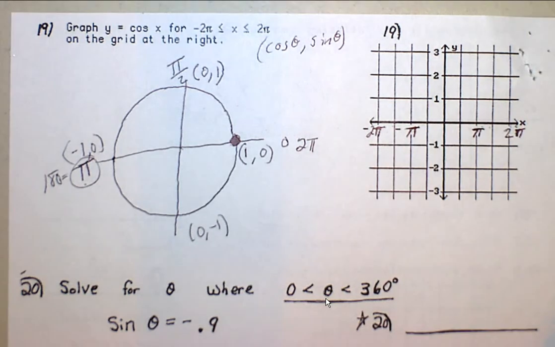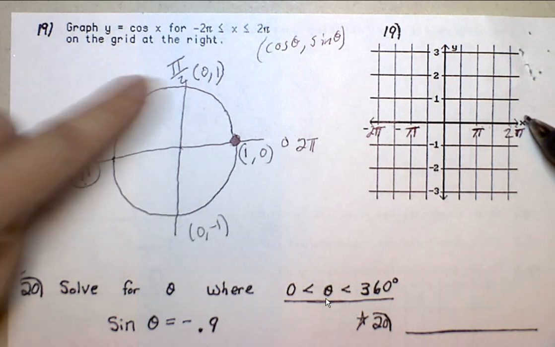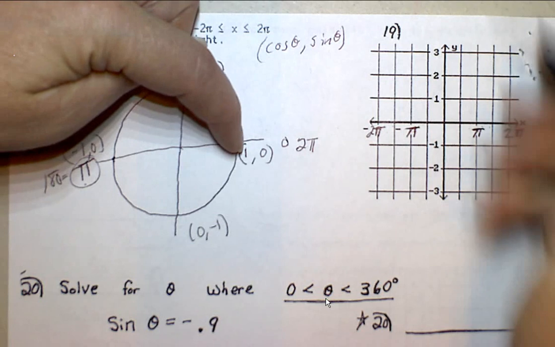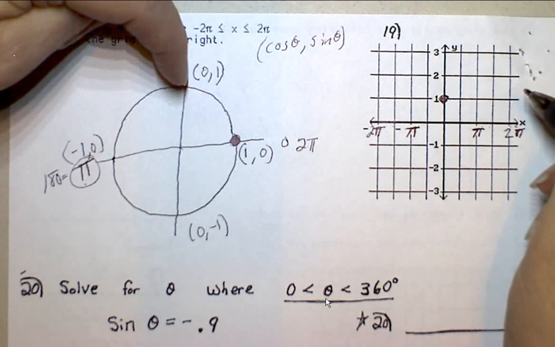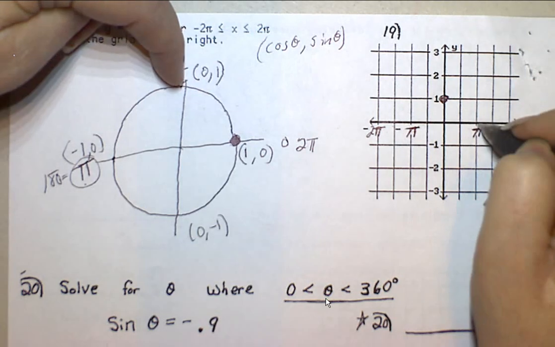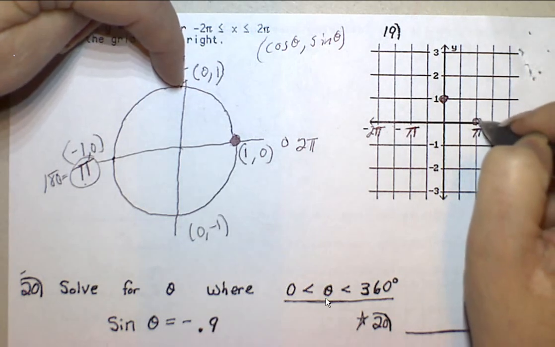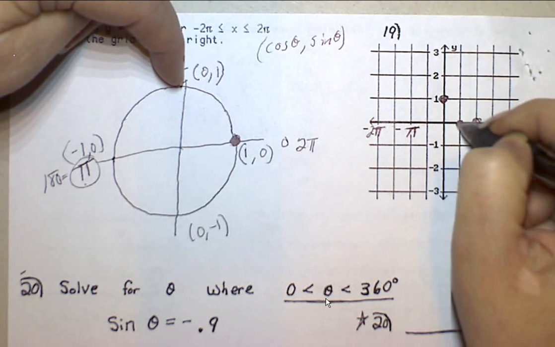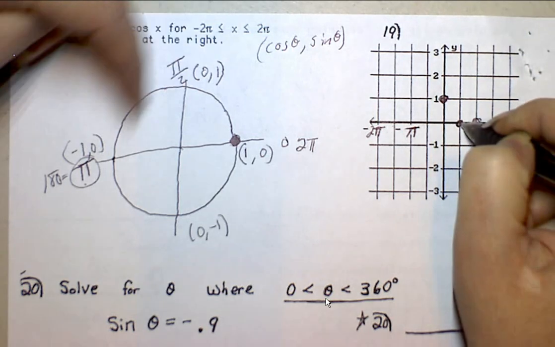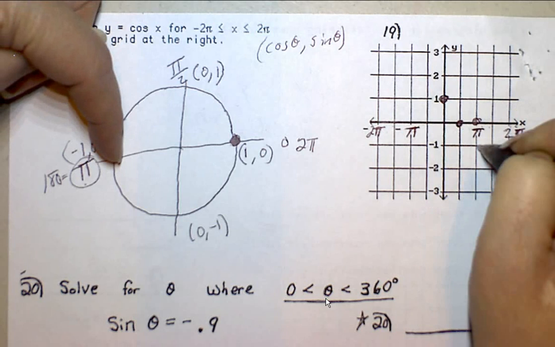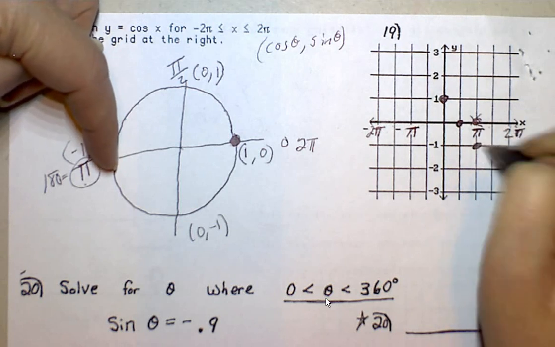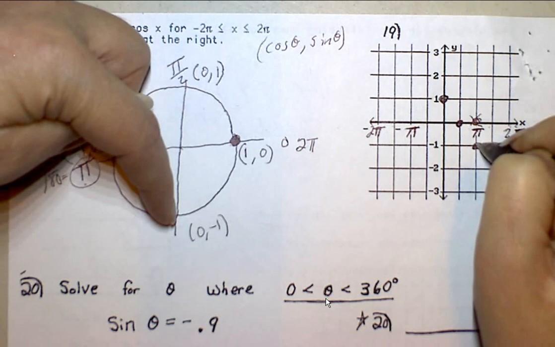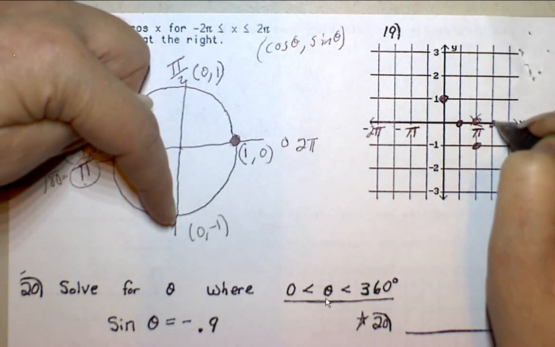So let's plug in our points. We're doing cosine, so the first value is 1. Our second value is at 0. Oops, missed my line. Pi is at negative 1. Next point is at 0, and then it's at 1.